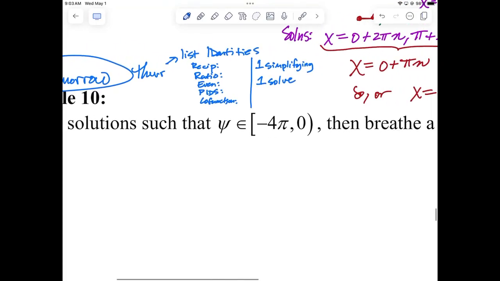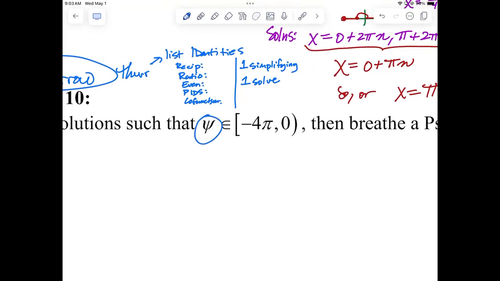Find all the solutions such that, look at this, psi. This is the official letter for the American Psychological Association because it's the letter PSI, and you pronounce it psi, and that's the first sound that you say when you say psychology. So that's the Greek letter psi, and we're from negative 4 pi to 0.